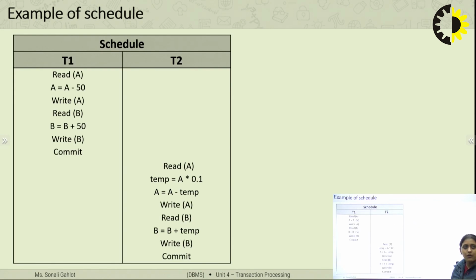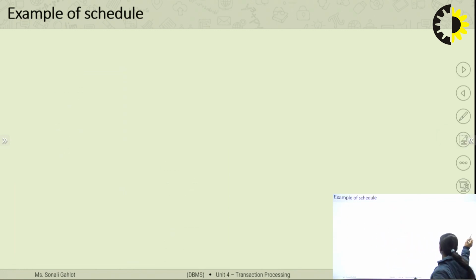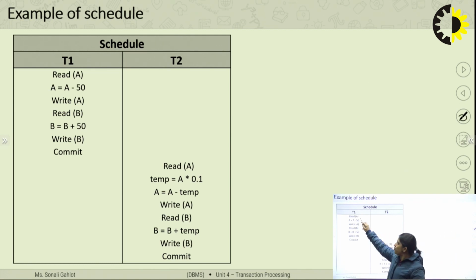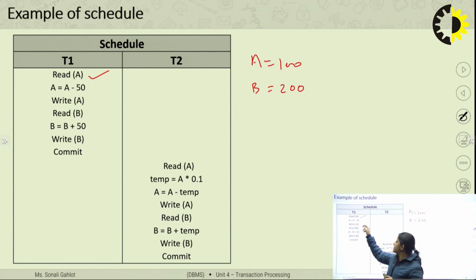Here I want to discuss what scheduling is with the help of an example. Suppose this is a schedule, and in the schedule there are two transactions, T1 and T2. In T1, first of all we read an item. Suppose we take the value of A as 100 and the value of B as 200. Let's first read the value of A, that is 100.